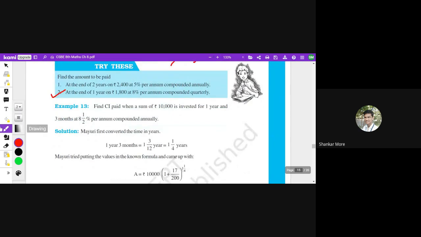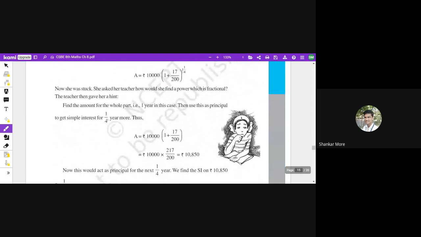Yeah. Now, so let's see example 13. Find the CI paid when the sum of 10,000 is invested for 1 year and 3 months at the rate of 8.5% per annum compounded annually. So you can just go through this example and you can see what is to be done. Okay, there's nothing different in this.